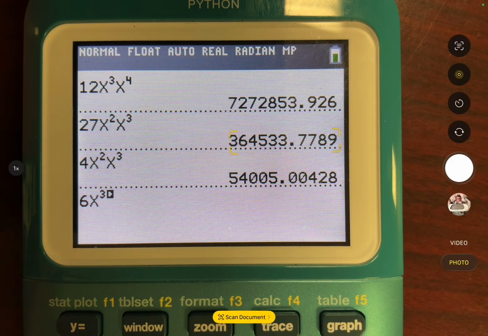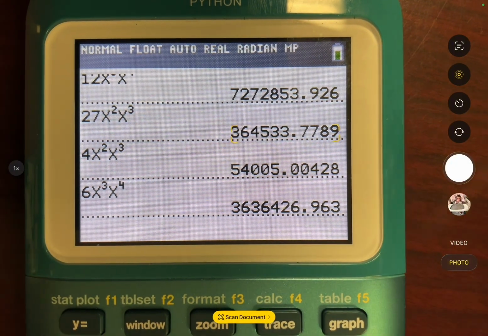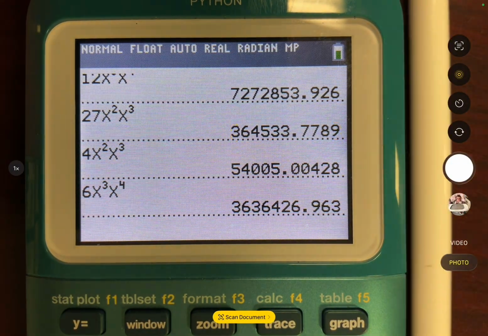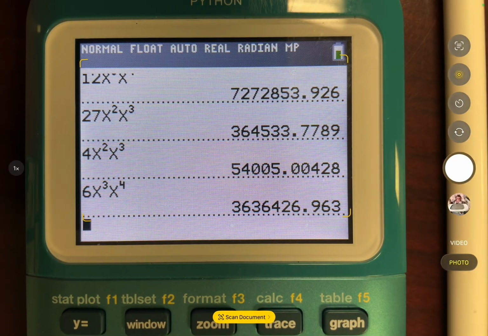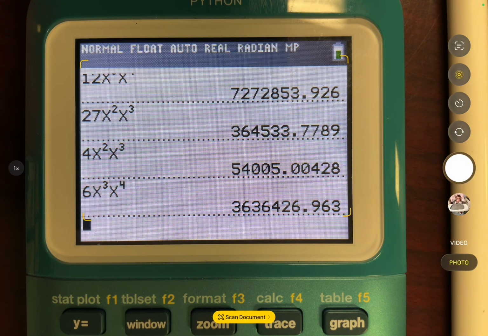Okay. So this is what A, B, C, and D give you. Yeah, all this work. Did we type them in correctly this time? Do we understand how to type them in?